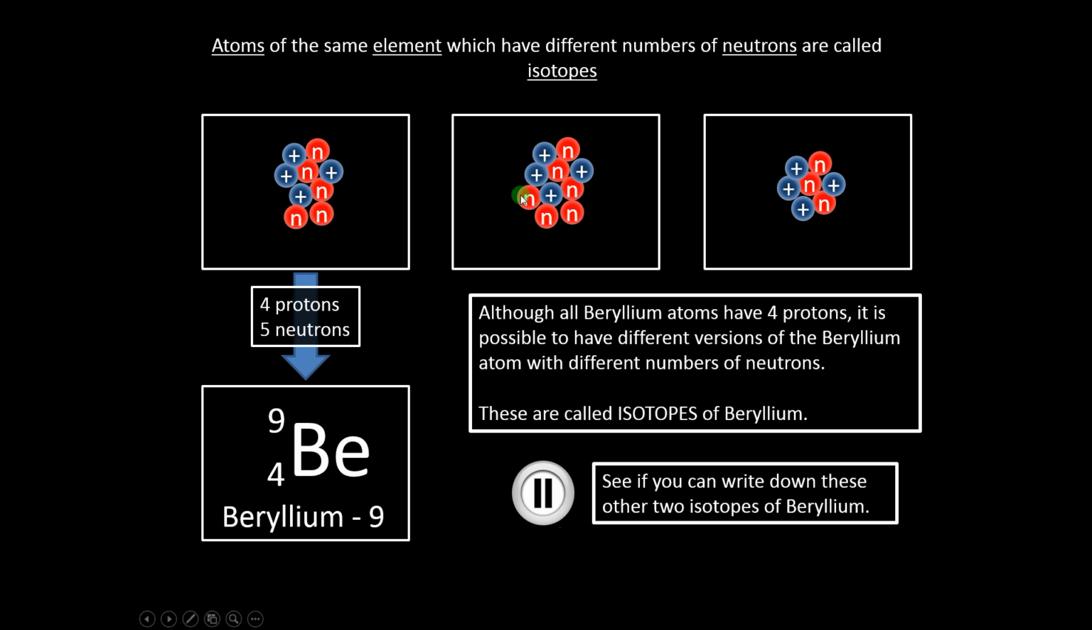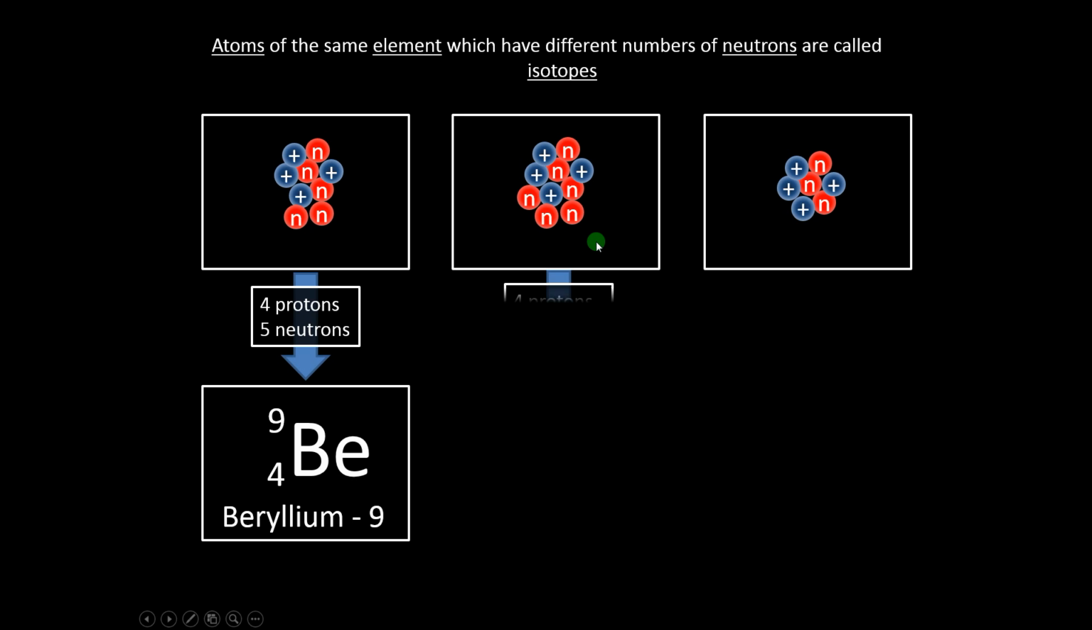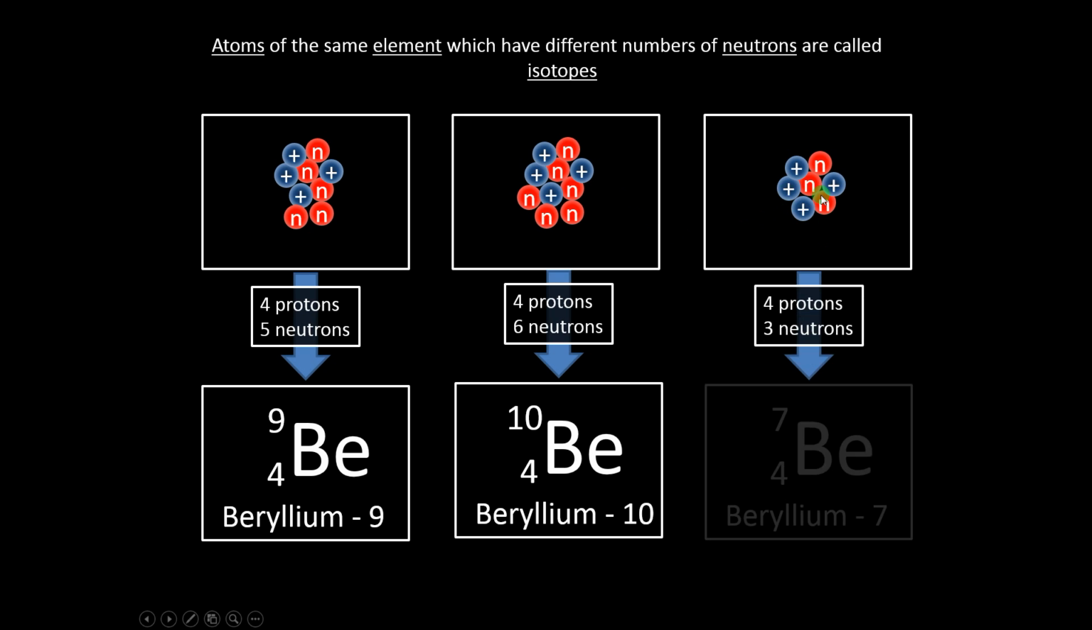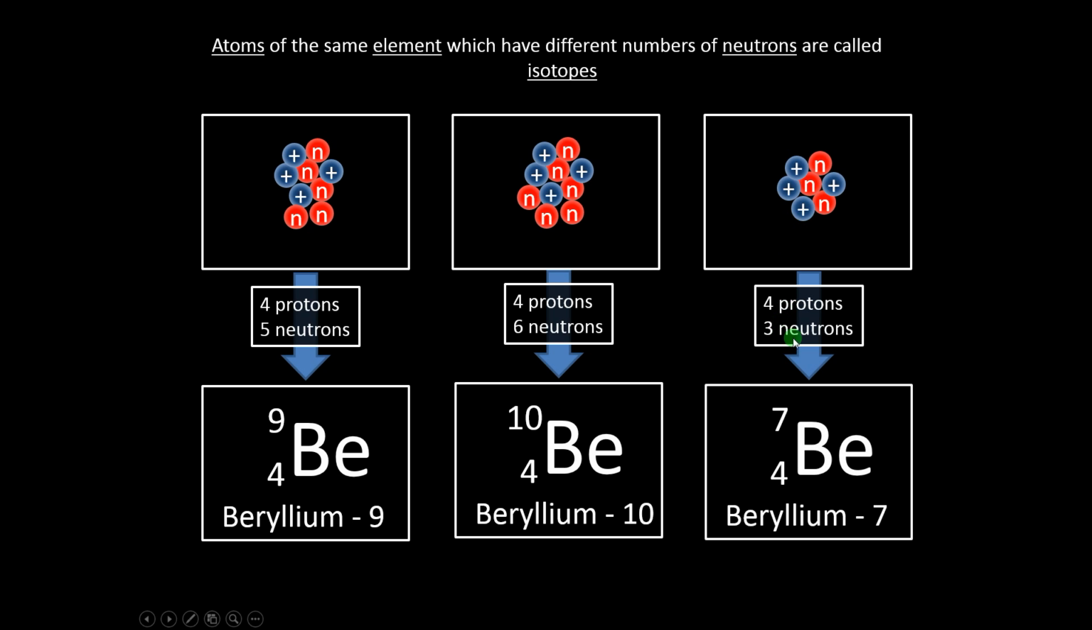Okay, so this beryllium on the left here, these different versions are called isotopes, and the isotopes of a particular element all have the same number of protons, but the difference is the number of neutrons. So this first one here is going to be beryllium 10, because we have 1, 2, 3, 4, 5, 6 neutrons, giving us beryllium 10, and the second one here is again 4 protons, 3 neutrons this time, giving us beryllium 7. So they're all beryllium nuclei, but they are different isotopes of beryllium. Beryllium 9, beryllium 10, and beryllium 7.